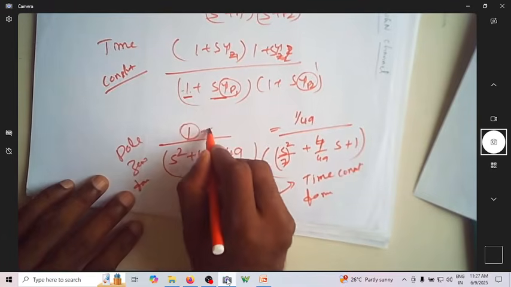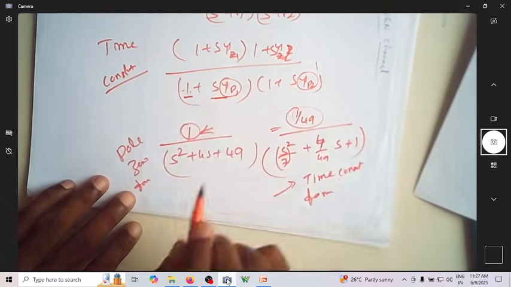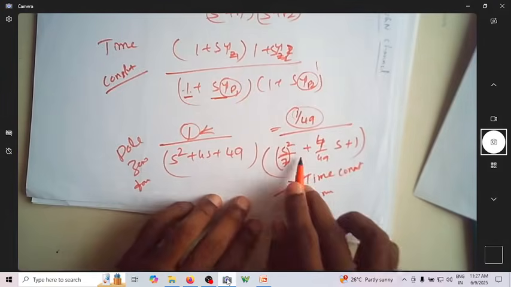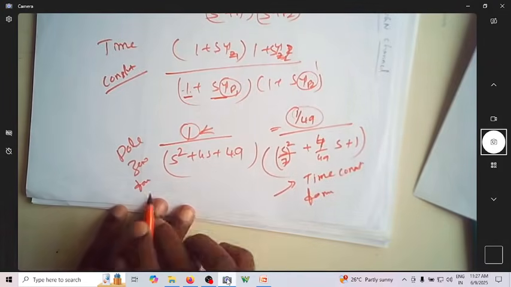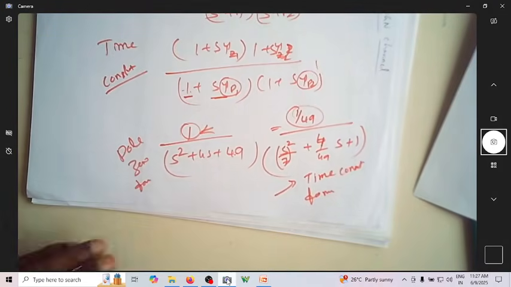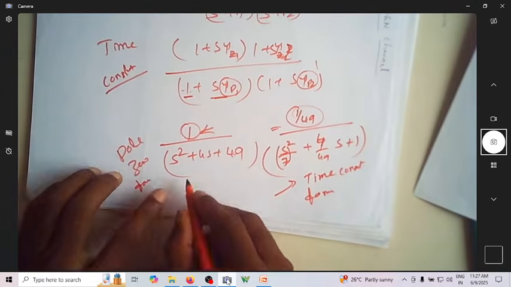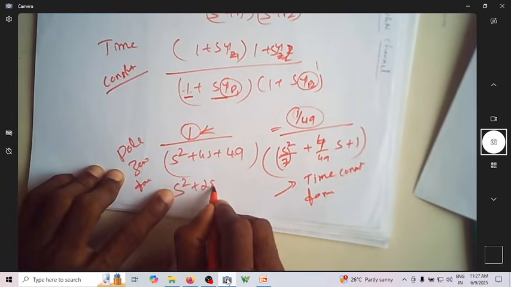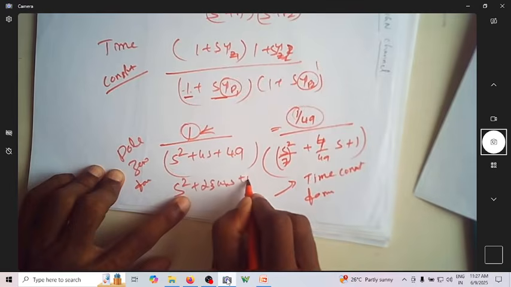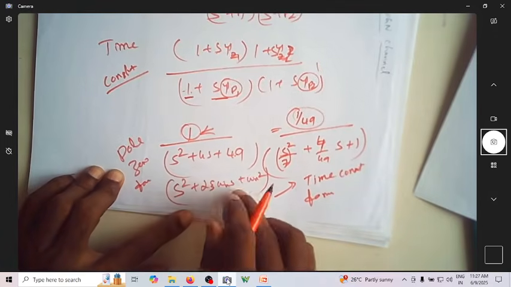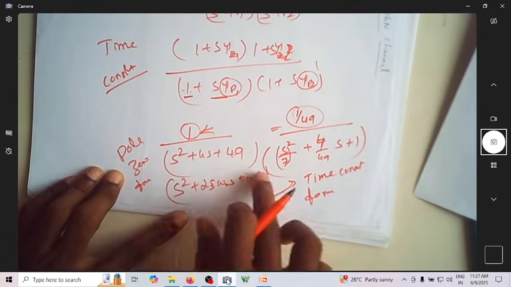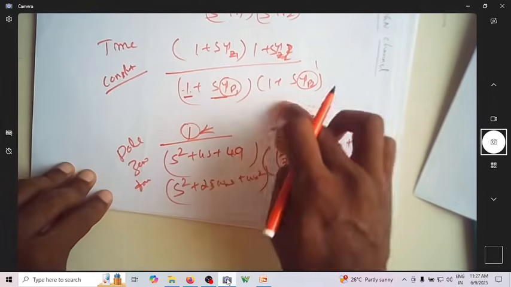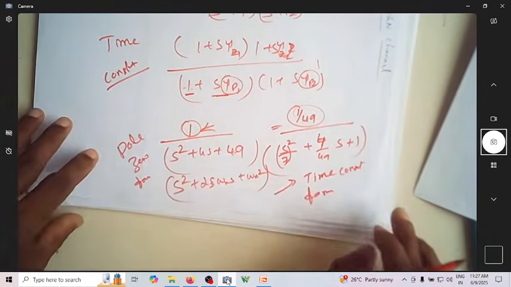Here the root locus gain is 1. Here the system gain is 1 over 49. You are simply taking omega n square outside, because this is of the standard form s square plus 2 zeta omega n s plus omega n square. So this is the standard form. You take out omega n square, and this is how it comes. This is time constant form.